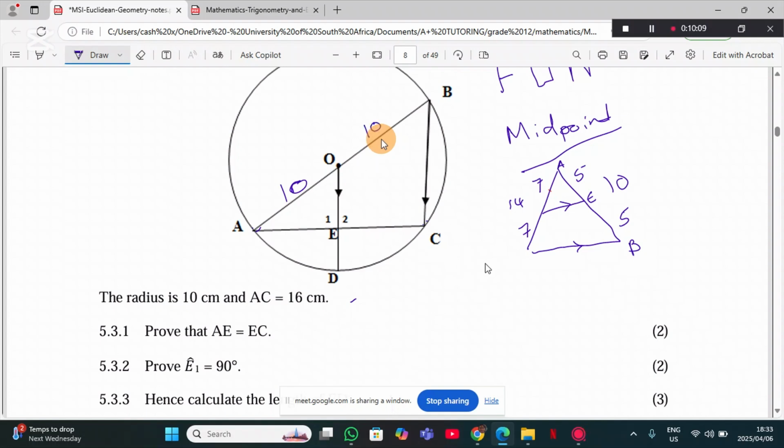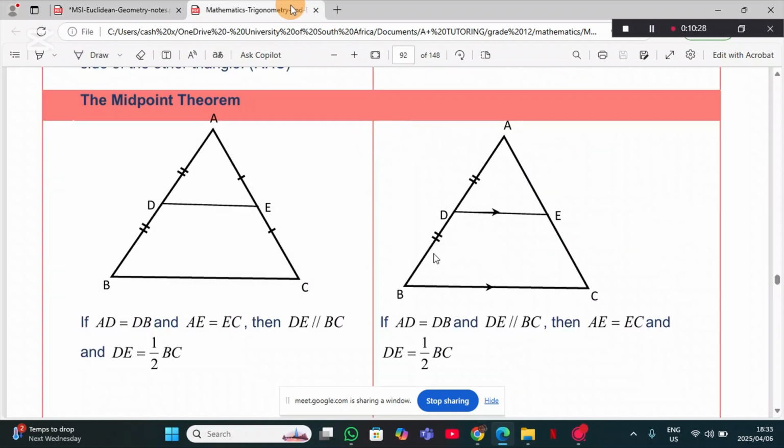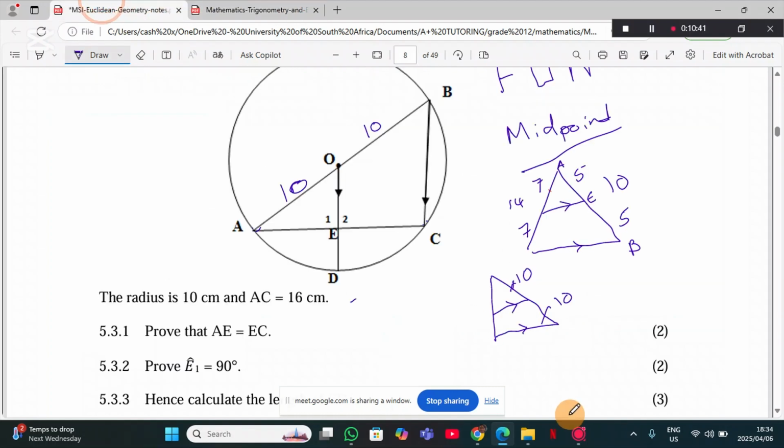It's a 10. So you see that I now have a triangle that looks like that, which I have proved to be equal to that. And I am told that these two lines are parallel. Don't I have a midpoint theorem already? When you have these two sides equal and the lines parallel, then you can conclude that this is equal to that and this is half of that. So now I have those conditions with this one.